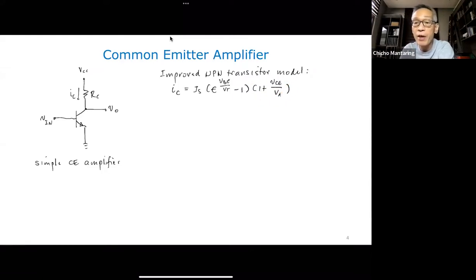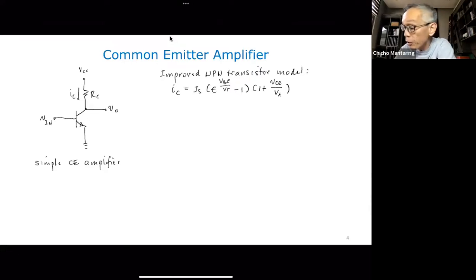What is the early effect? This is the slight increase in collector current as your collector emitter voltage increases. And then this is the model derived from Shockley's diode equation. This quantity inside here is proportional to the base current, and because your collector current is proportional to your base current, then you can also write your collector current in terms of this quantity with the constant of proportionality equal to your transistor scale current.